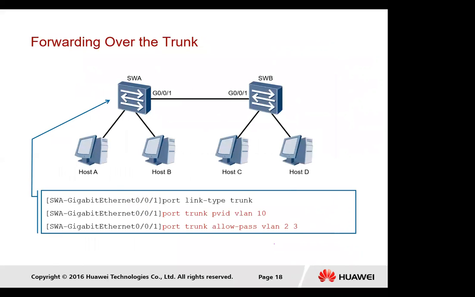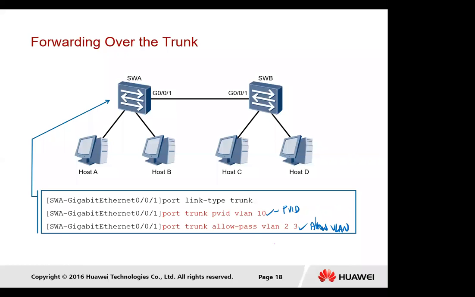And forwarding over the trunk. When you forward over the trunk, first, optionally, do you want to change your PVID? And what VLANs need to be allowed? This is your PVID. This is the allowed VLAN. What VLANs have been allowed?